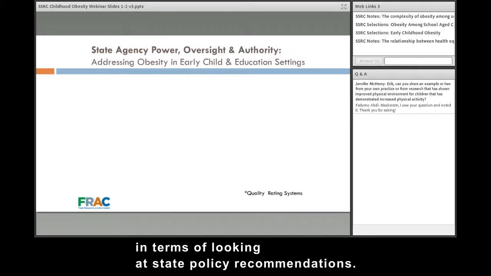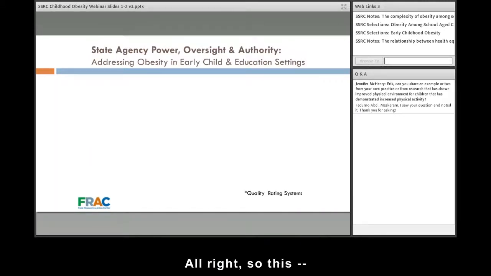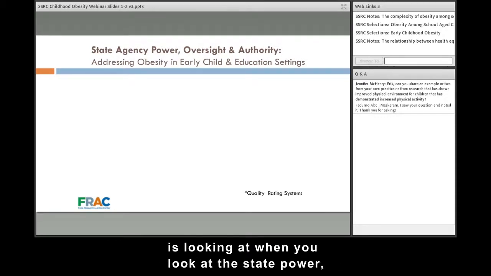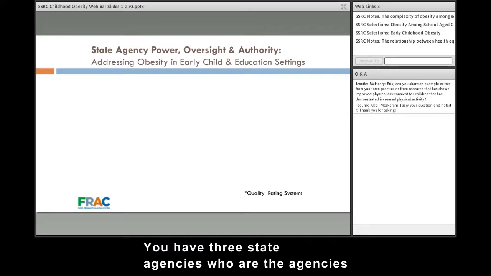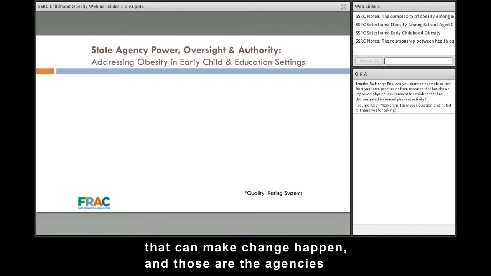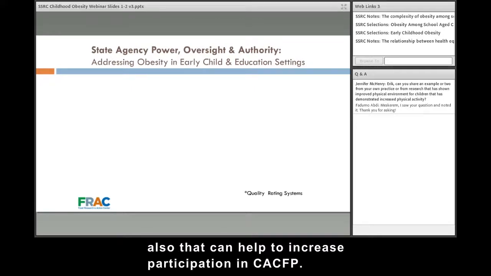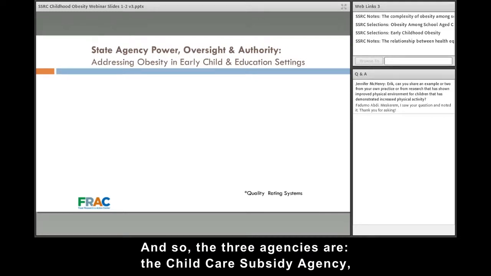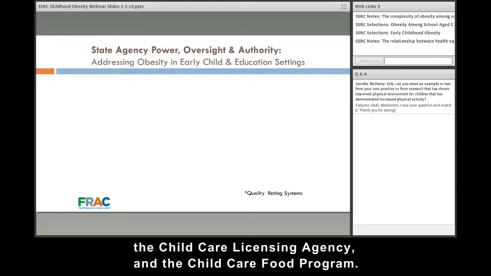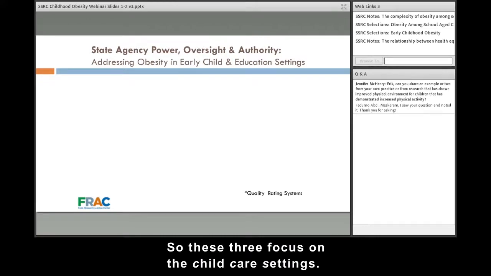state policy recommendations. So when you look at the state power, oversight, and authority in terms of addressing obesity in early care and education settings, there's no graphic here, you have 3 state agencies that can make change happen. And those are the agencies also that can help to increase participation in CACFP. The 3 agencies are the Child Care Subsidy Agency, the Child Care Licensing Agency, and the Child Care Food Program. So these 3 focus on the child care settings.